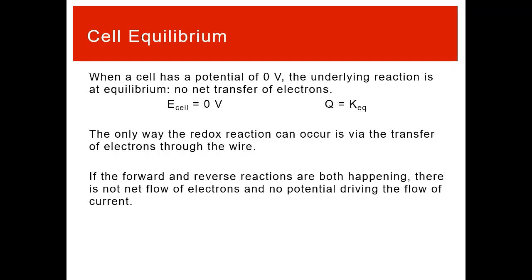So if a cell has a potential of 0, that means the underlying reaction is at equilibrium. There's no net transfer of electrons, so you have a cell potential of 0. That would also mean your reaction quotient, your actual mixture of reactants and products, is equal to the equilibrium constant. You're at equilibrium. There's no more net flow of electrons. Your reactants aren't changing to become the products anymore. It just has stopped.